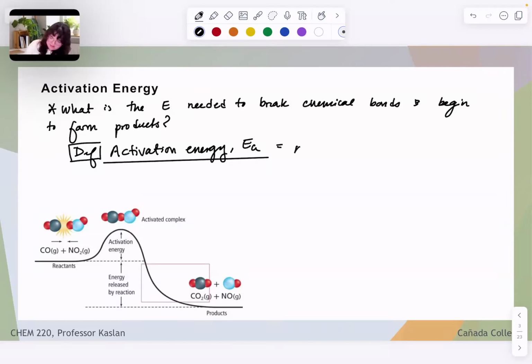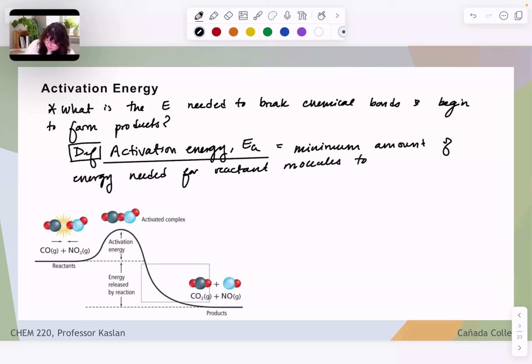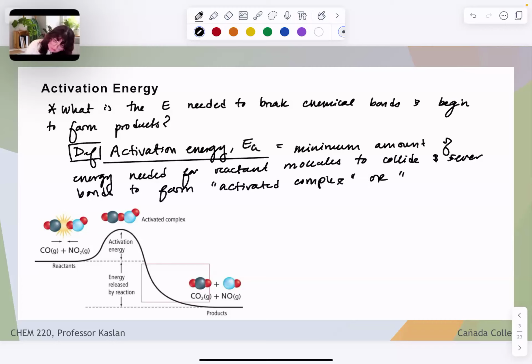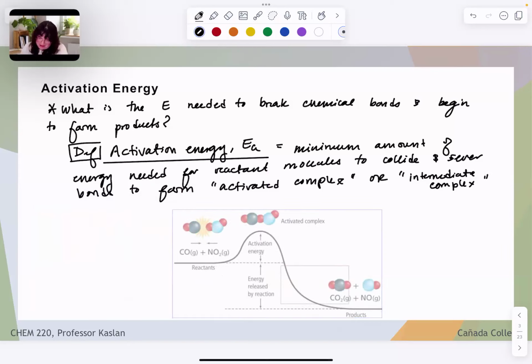So the activation energy is the minimum amount of energy needed for the reactant molecules to collide and sever bonds to form what we call an activated complex, or an intermediate complex, or a transition state complex, anything that implies this is something that's happening when the reaction is not yet complete.